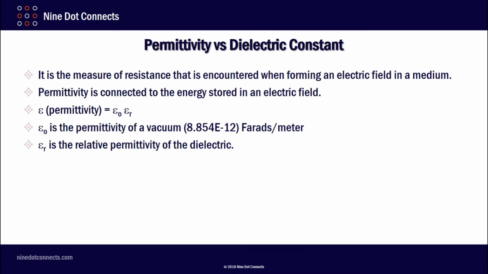The permittivity, denoted here by epsilon, is a function of two different variables. One is a constant, epsilon naught, the permittivity of a vacuum, in farads per meter. The epsilon r is the one we're going to be talking about almost exclusively, and it is the relative permittivity of the dielectric.